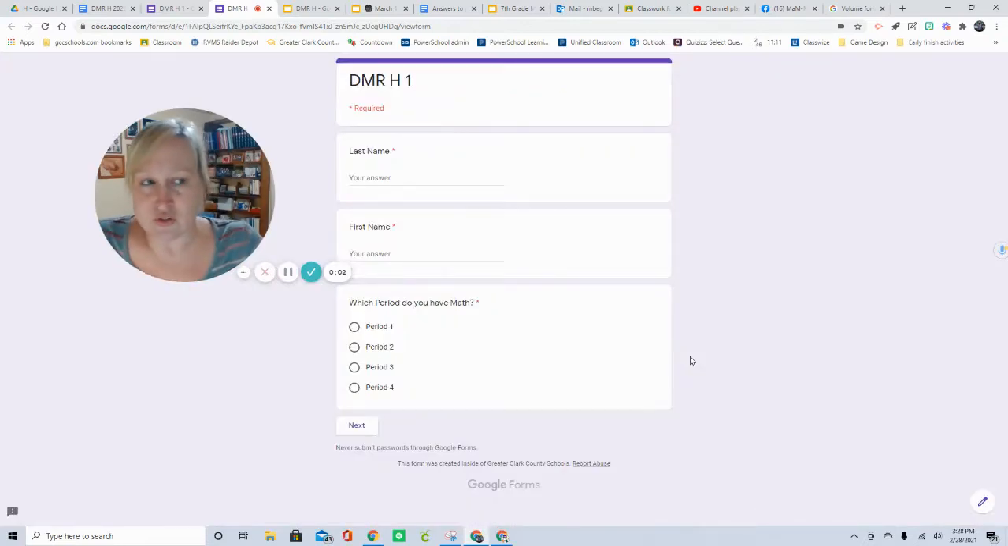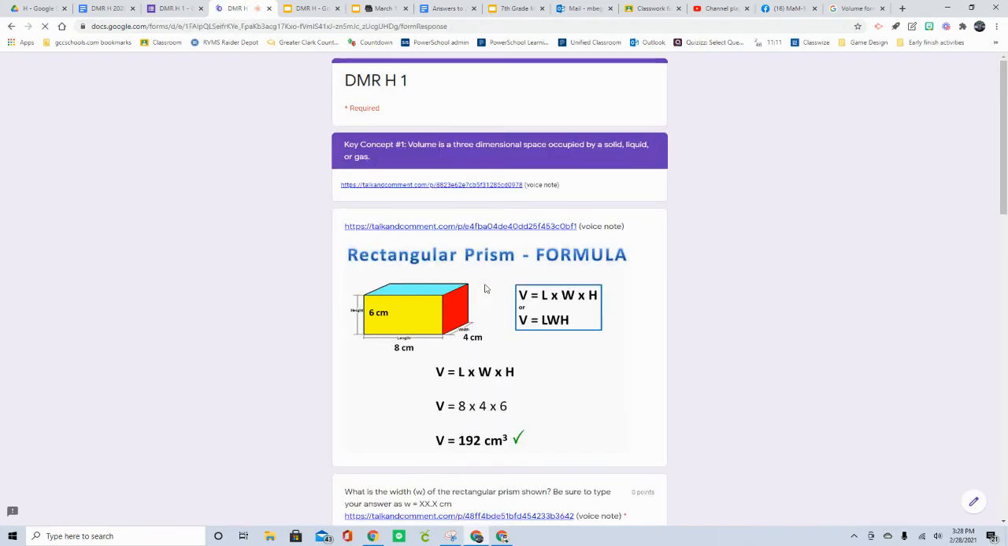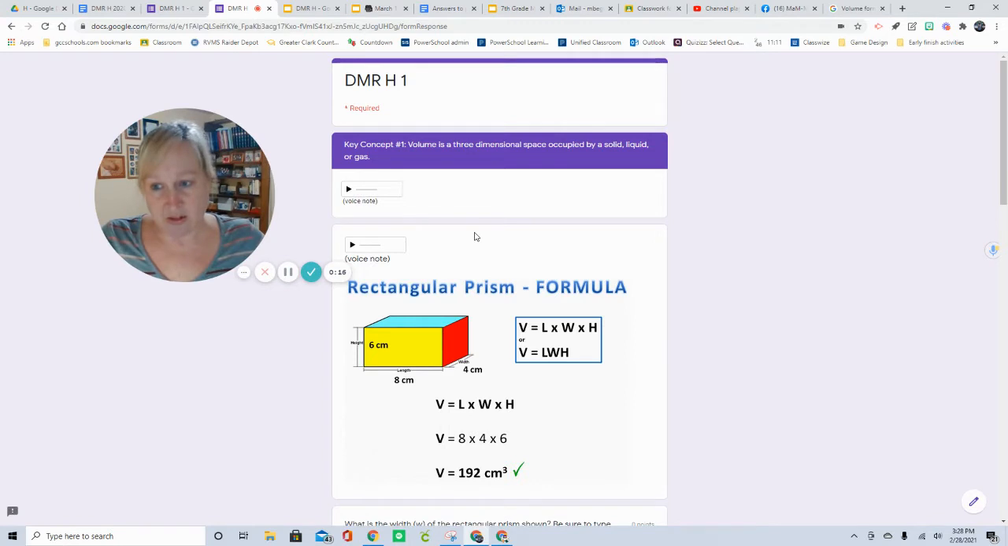Okay, our DMRs, I'm going to try to make them look a little different. You're going to do what you normally do and just type your last name, your first name, and whichever period you have math. But then when you go to the next page, I have it reading to you.